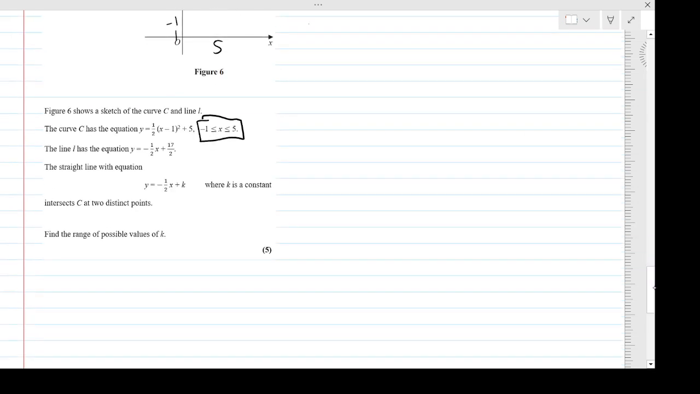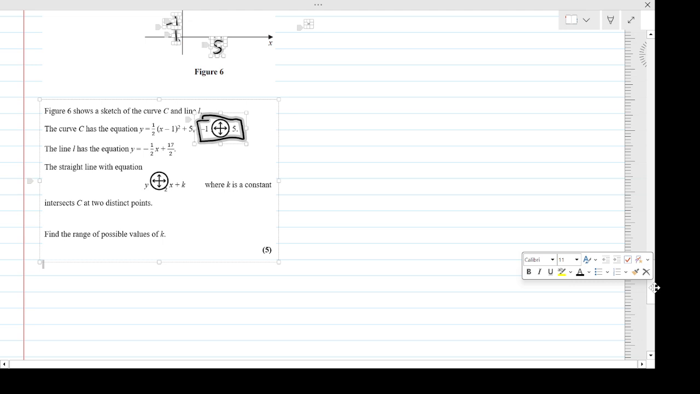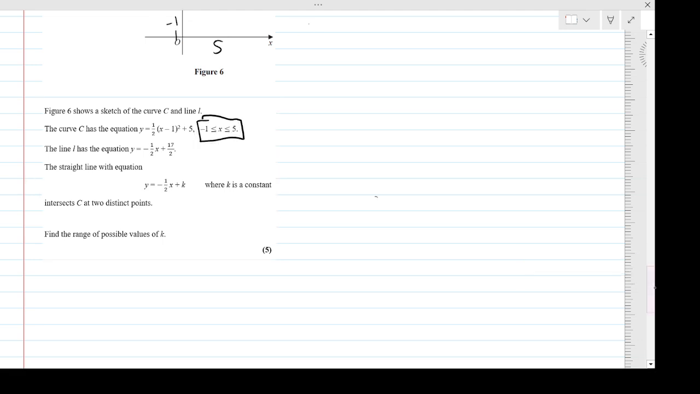Then it's told us the equation of the line L as well, which is minus a half x plus 17 over 2. Then it told us another straight line has the equation minus a half x add k, and we're told it intersects the curve at two distinct points. Well, that is very reminiscent of the discriminant work we just did, right? And it told us to find the range of possible values of k.